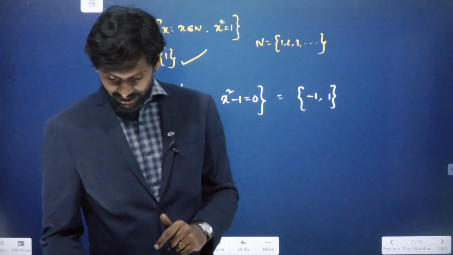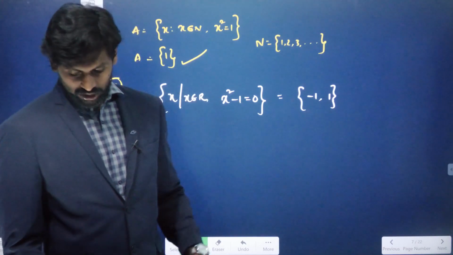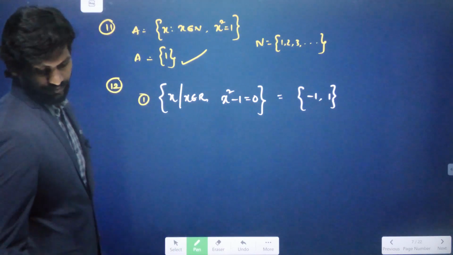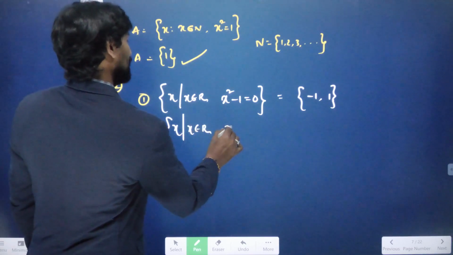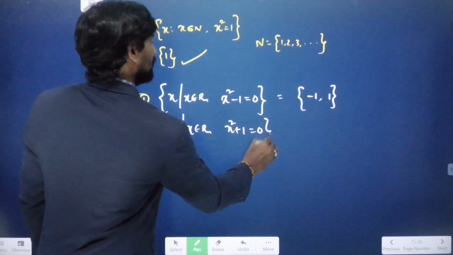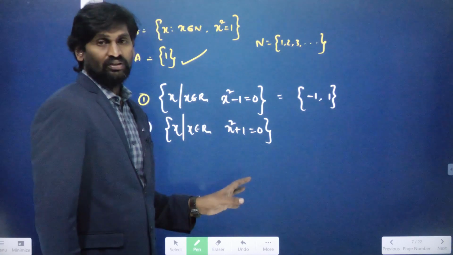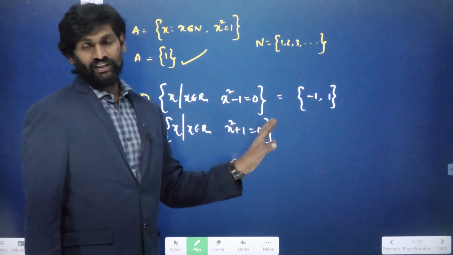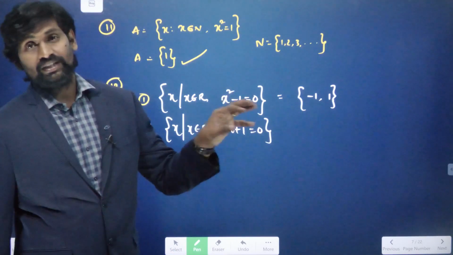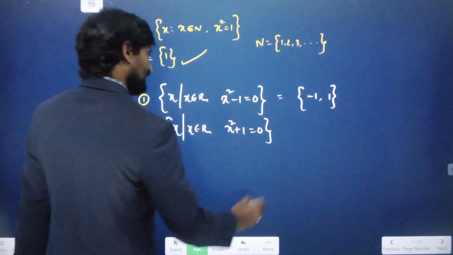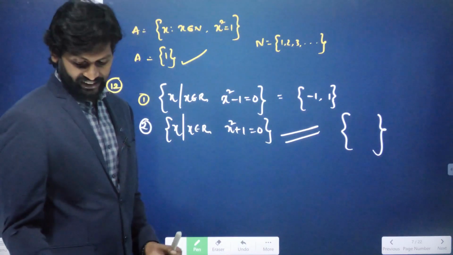Now the second option: x such that x belongs to R, but this time x square plus 1 equals 0. If you take any number, whether positive or negative, and square it, it will be positive. So adding 1 will give a positive answer. It cannot be 0. Such numbers are not available in the set of real numbers. So the second option indicates exactly the empty set.